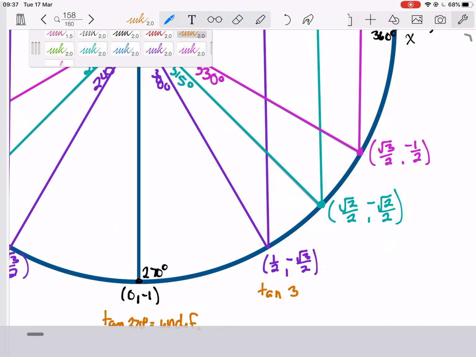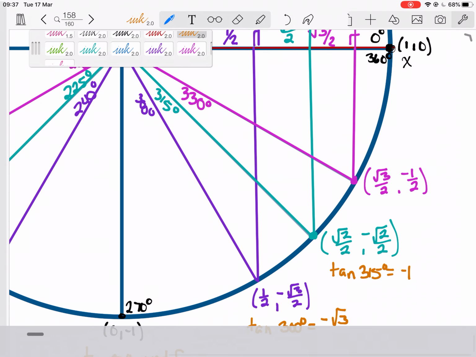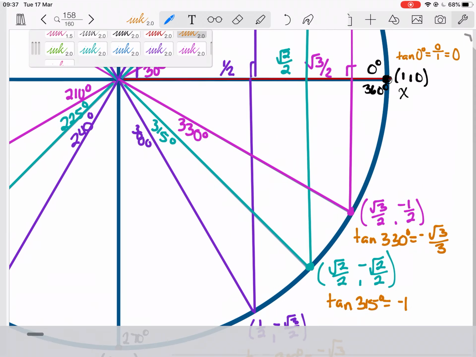So tangent of 300 degrees. Again, we're looking at the 60-degree reference. So we're doing negative square root 3 because we're in the fourth quadrant. We're doing a negative over a positive, so it's going to remain negative. Tangent of 315 degrees is going to be negative 1. Reference of 45. And our tangent of 330 degrees, this is the really gross one, so negative square root 3 over 3. So the smallest angle, or reference angle, has the grossest tangent. That's how I kind of like to remember.